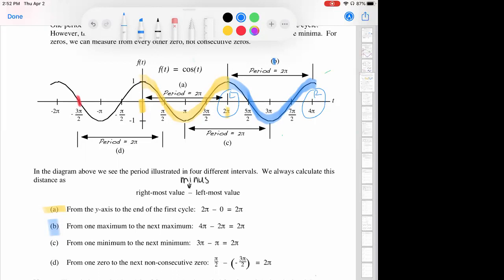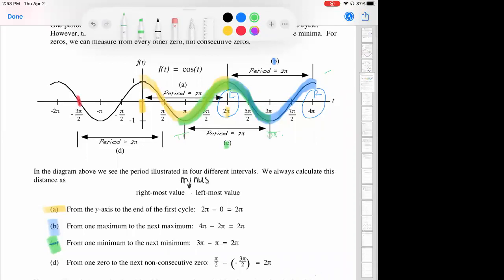For C, let's do C in green. C is right here. And C is this part right here. So our leftmost point is pi. Our rightmost point is 3 pi. So 3 pi minus pi, we have 2 pi.